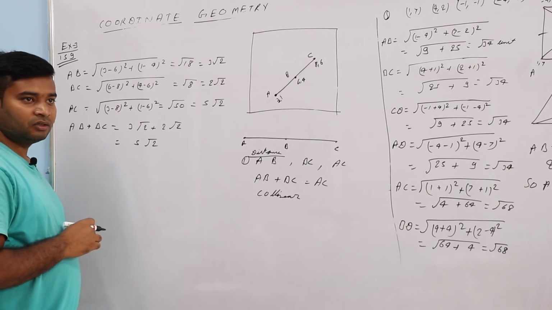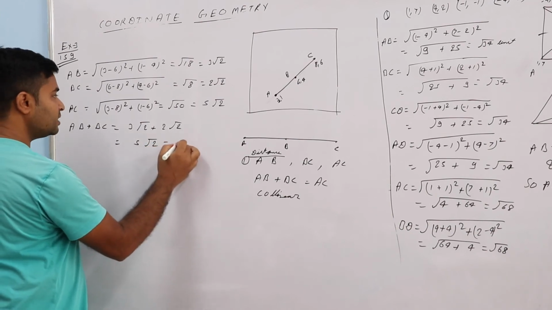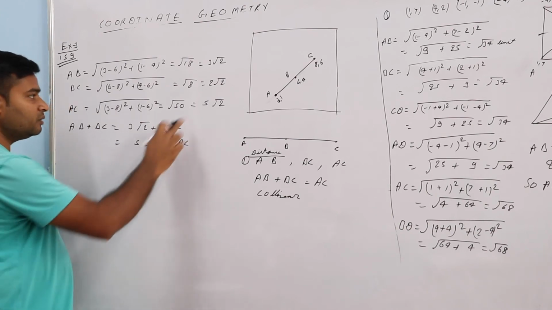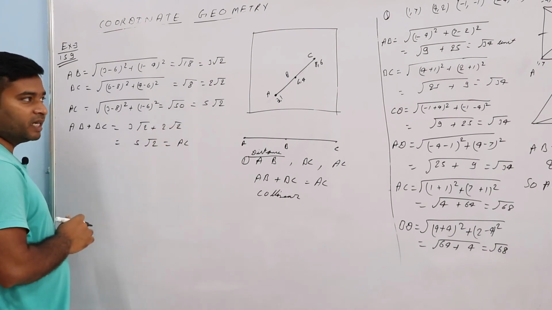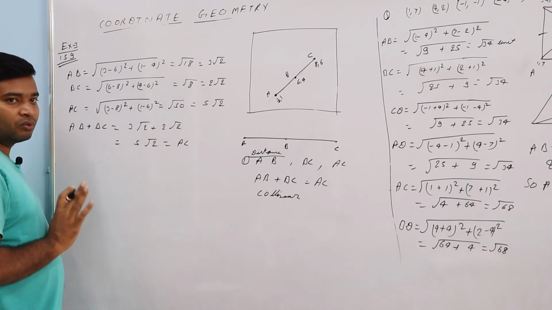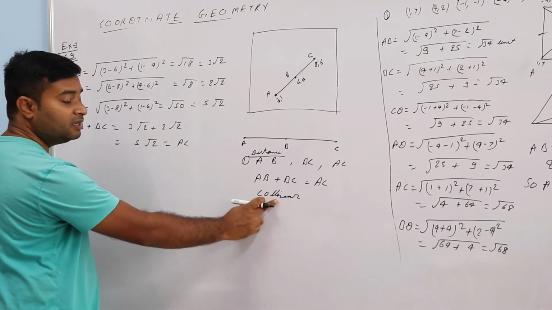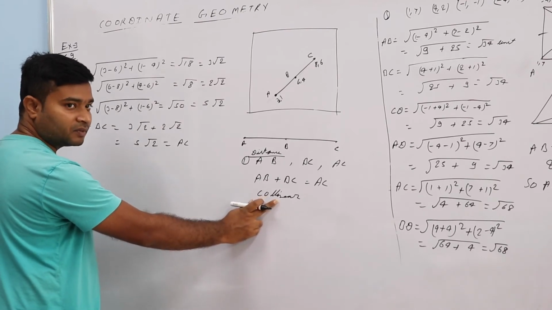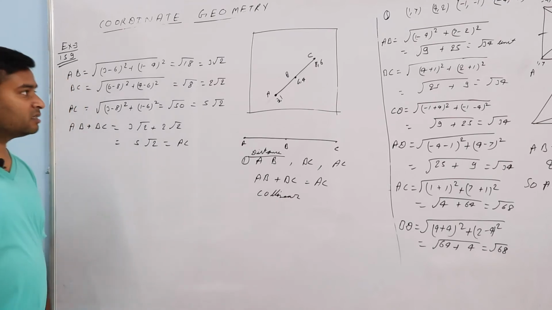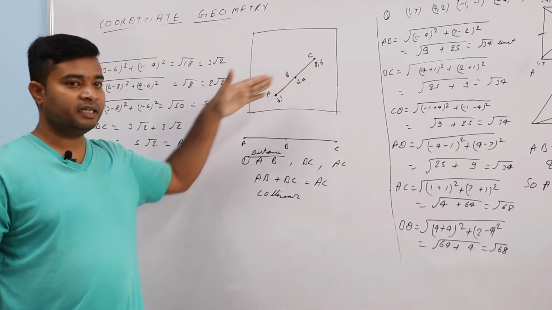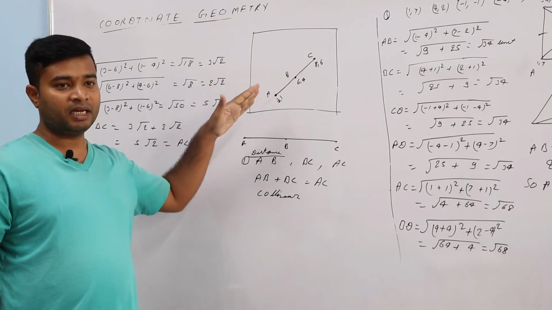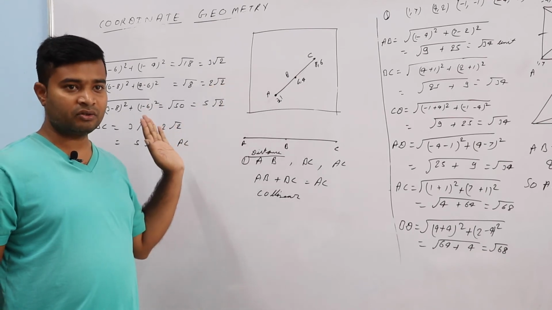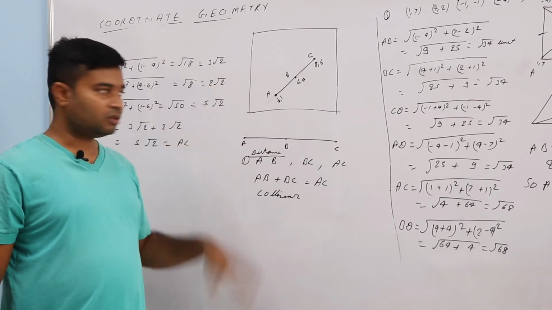So see, is it equal to AC? Yes, sir. Means we can say this line is collinear. Collinear. According to the question we can say yes, these three children are sitting in the same line, same row. Yes or no? Understood? Chalo, copy.